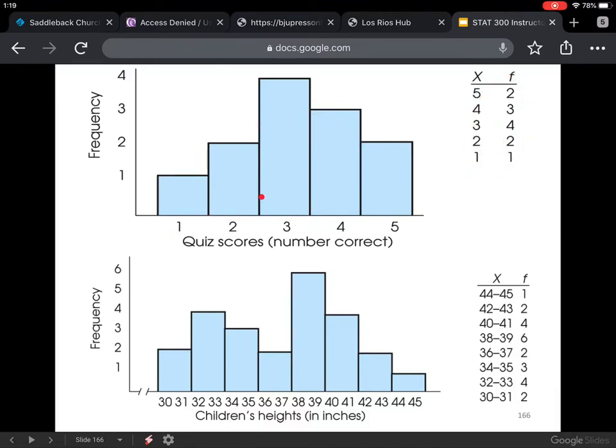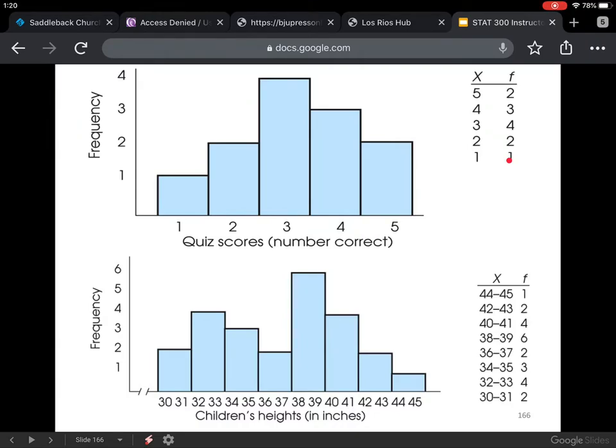All of this would be ungrouped data. So 2 people got a 5 on the quiz. 3 people got a 4 on the quiz. 4 people got a 3, 2 got a 2, and 1 person got a 1 out of 5, it looks like, on the quiz.